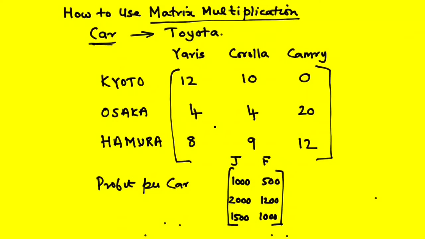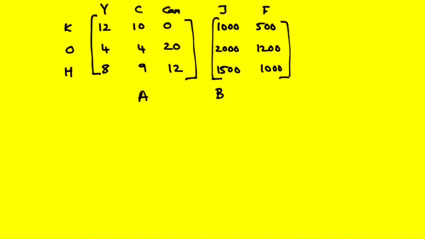Okay, so we have these two matrices. Let us see how to multiply them. I have now expressed this in the form of two matrices. Just for you to recollect, this is cars manufactured in Kyoto, Osaka, Hamura, and these are the models: Yaris, Corolla, Camry, and this is the profit in January and profit in February.